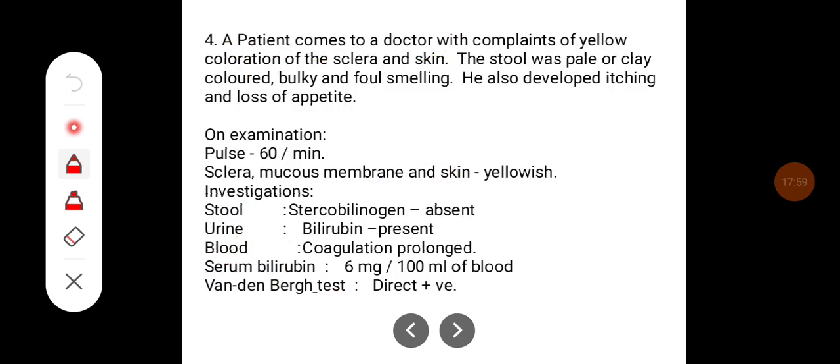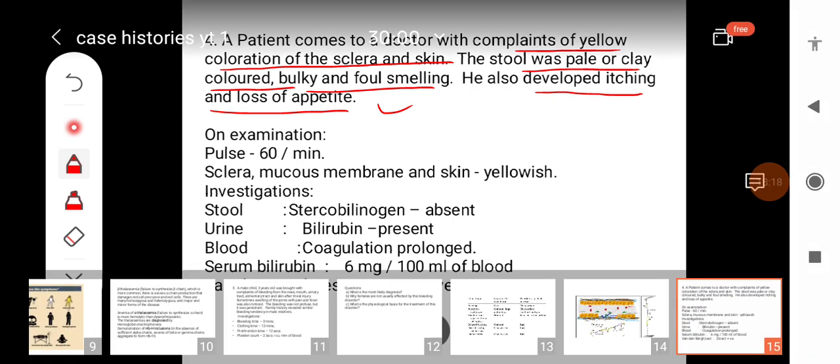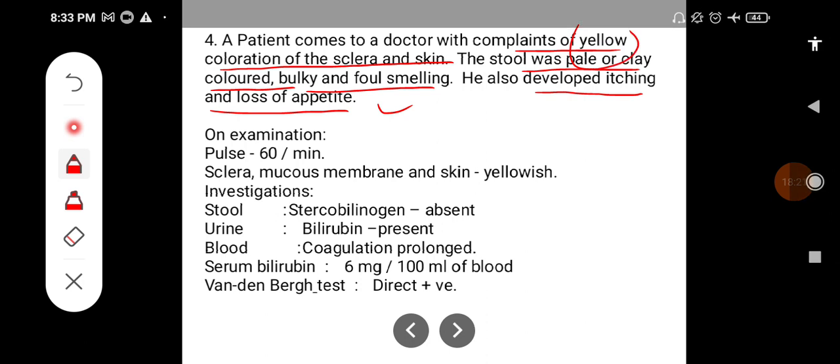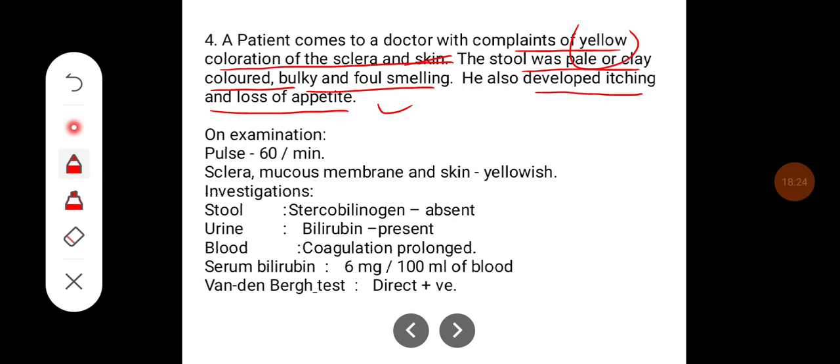Another case, a patient comes to a doctor with complaints of yellow coloration of the sclera and skin. The stool was pale or clay colored, bulky and foul smelling. He also developed itching and loss of appetite. Okay, so probably this person is suffering from jaundice because of the yellow discoloration of the skin. Okay, and based on the stool color, since the stool is pale or clay colored and bulky and foul smelling, the probable diagnosis is obstructive jaundice.